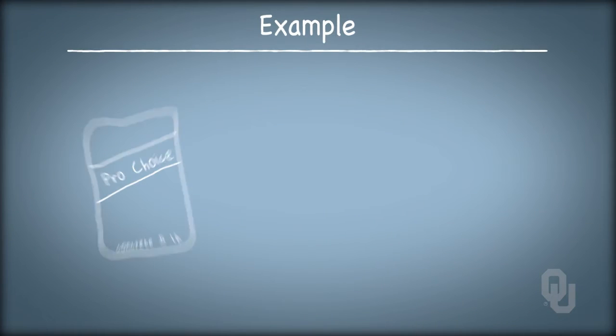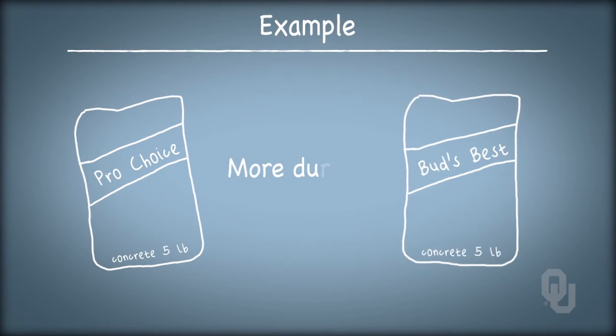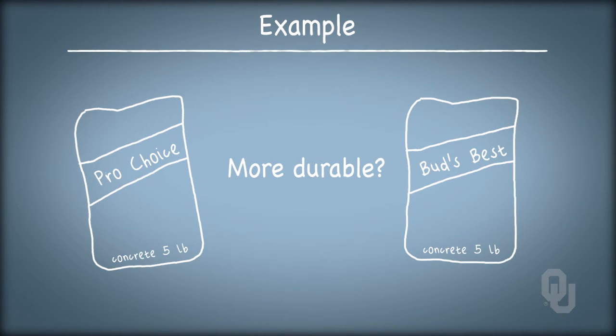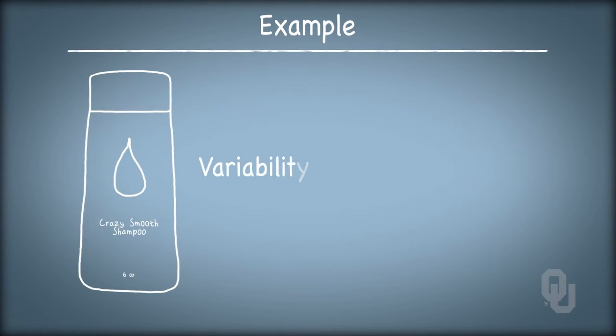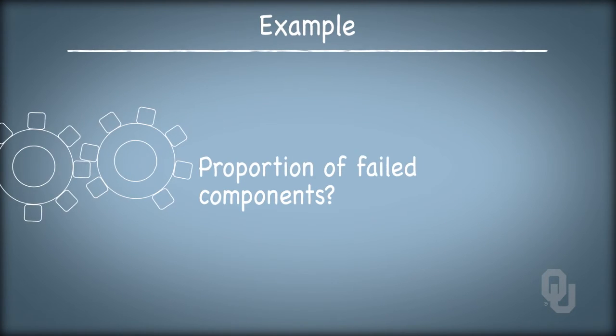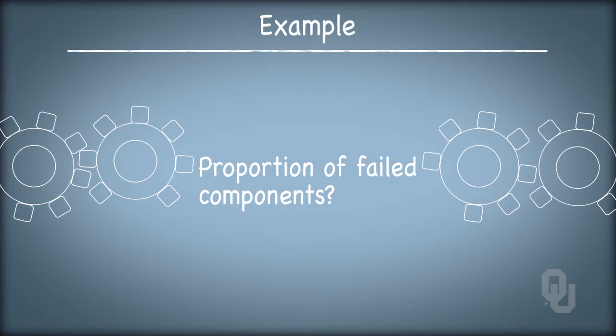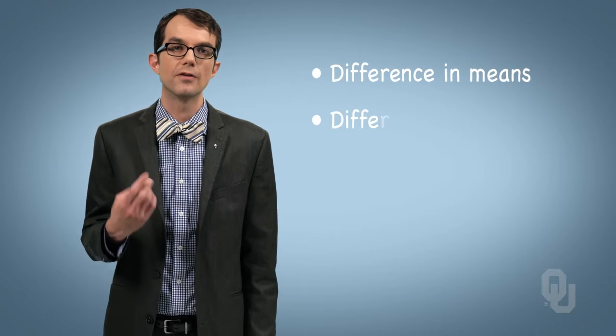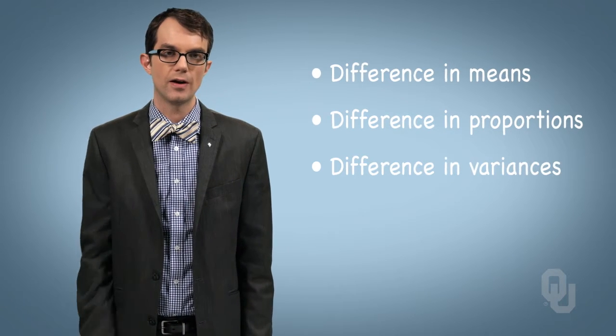For example, is this concrete formulation more durable than that concrete formulation? Is the variability in demand for product A different than that of product B? What is the difference in proportions of failed components from supplier 1 versus supplier 2, and so on? Note that we'll talk about the same three population parameters from previous units: the difference in means, the difference in proportions, and the difference in variances.